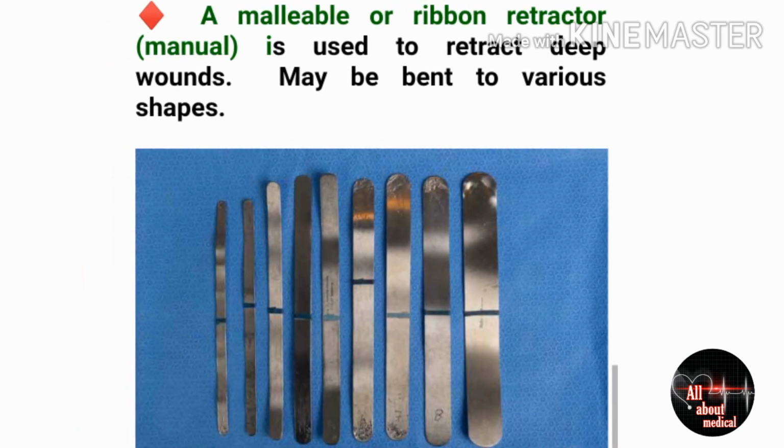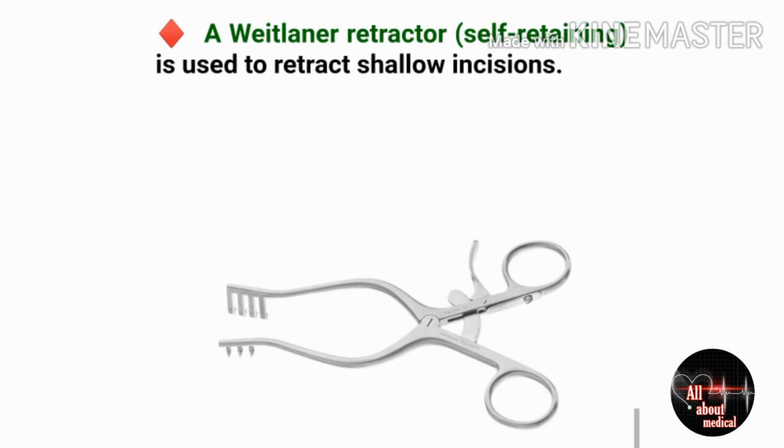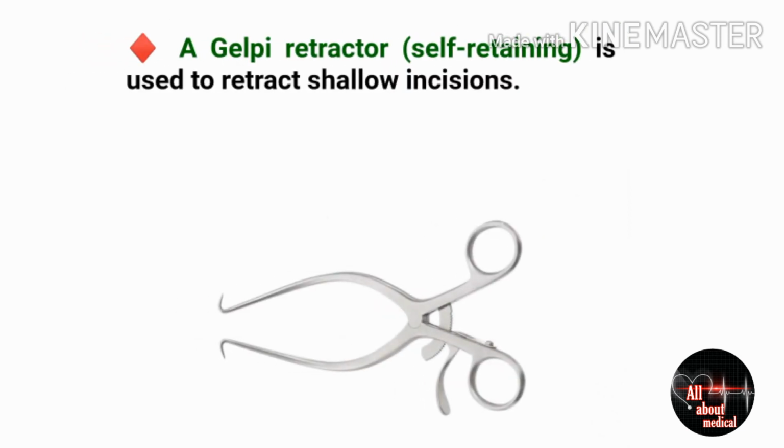And this is the image of a malleable or ribbon retractor. These are also used manually, and it is used to retract deep wounds and may be bent to various shapes. And now let's come to our first self-retaining instrument, which is the Weitlaner retractor, and it is used to retract shallow incisions. And this is our second self-retaining instrument, named Gelpi retractor, and it is used to retract shallow incisions.